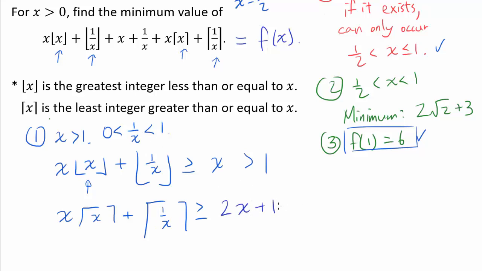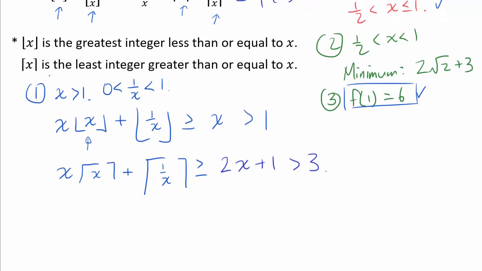So we have 2x plus 1, and x is greater than 1. This thing is greater than 3. And we know x plus 1 over x, we have proven that x plus 1 over x has the minimum of 2 only when x is 1. So for x greater than 1, this is going to be greater than 2.